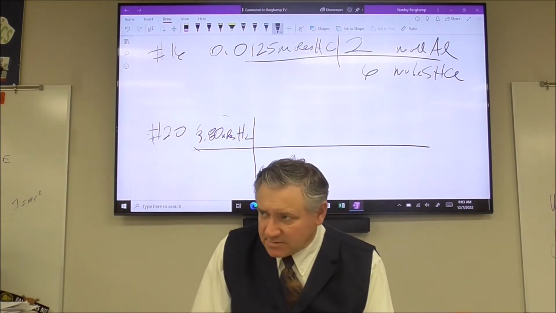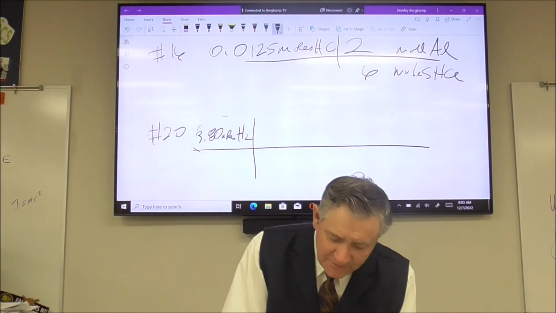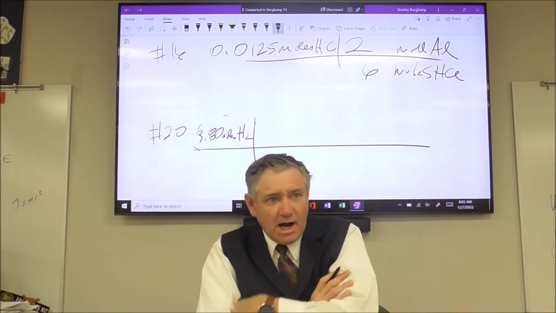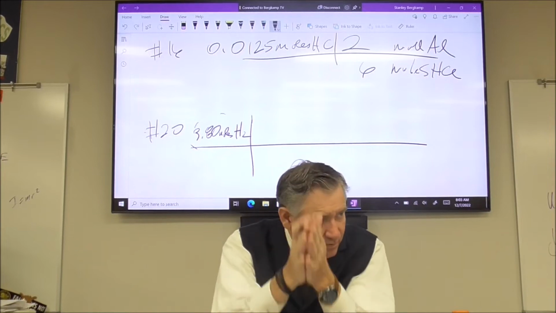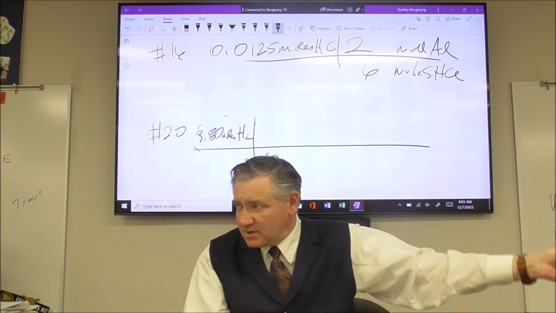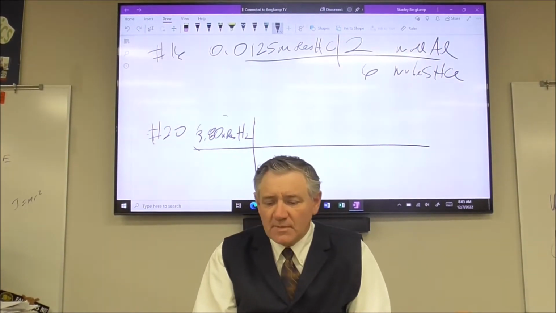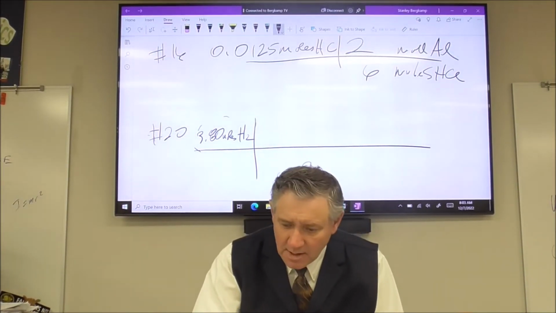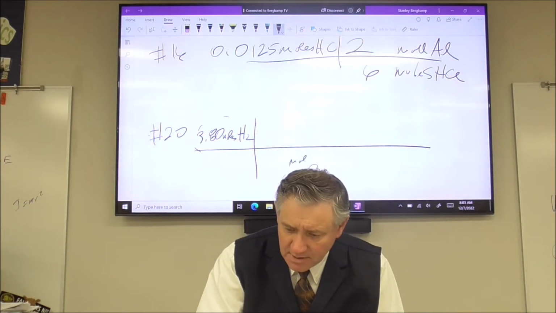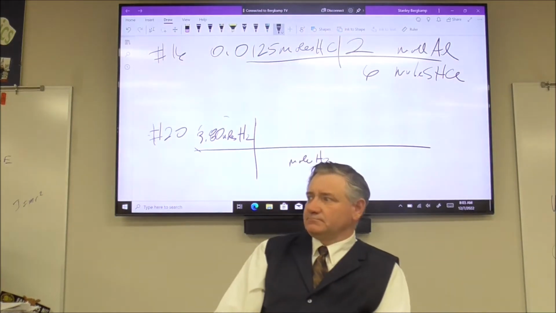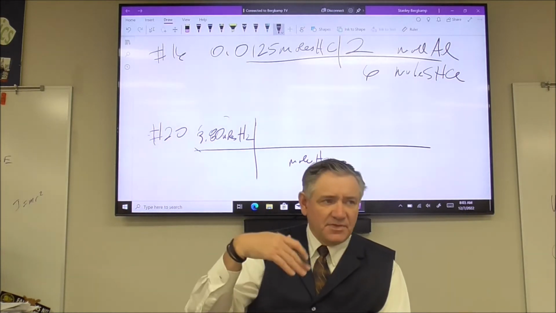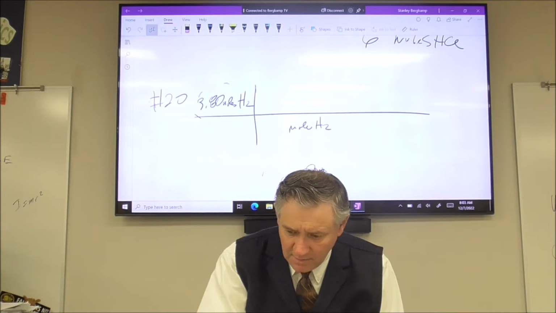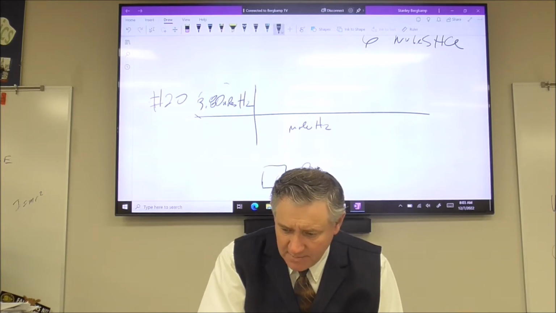I want to make this, okay? I've got to figure out how many grams of aluminum chloride are also produced. So I'm working everything on the product side. Reactants have nothing to do with this, but it's the exact same process. I've got moles of hydrogen, so I'm going to put moles of hydrogen here. It has nothing to do with mass at this point.